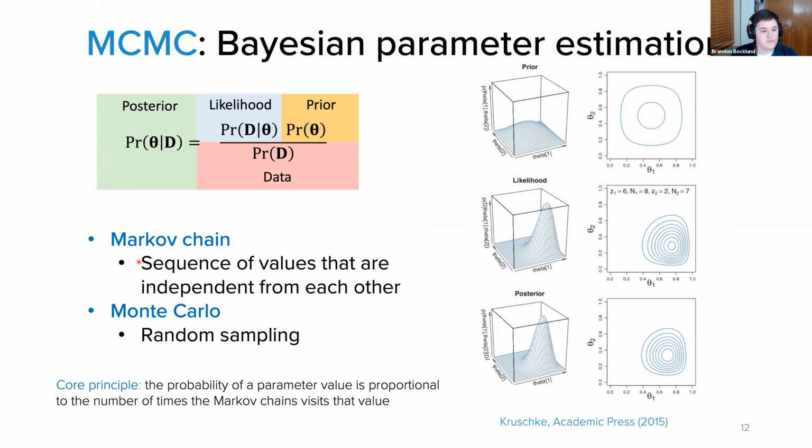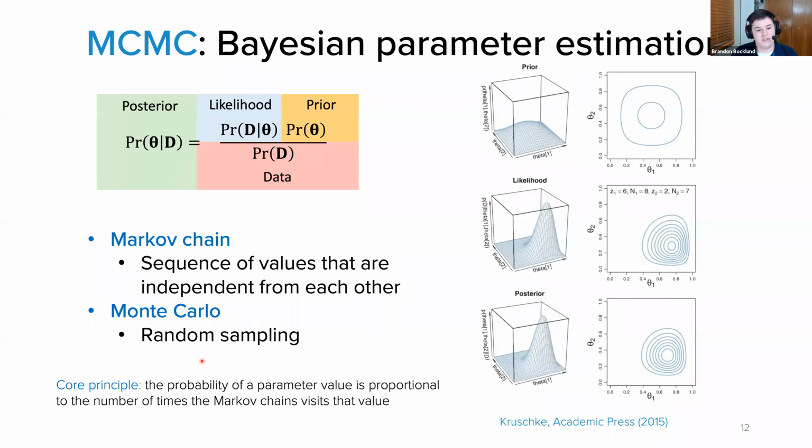And so the idea with MCMC is that we're creating a Markov chain. So that's just a sequence of values that are all independent. So it's independent samples of parameters, in this case on the right, theta 1 and theta 2. And then we're choosing the parameters that we want to sample and possibly add to the Markov chain by Monte Carlo.